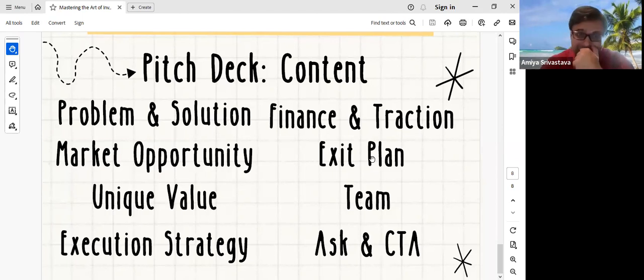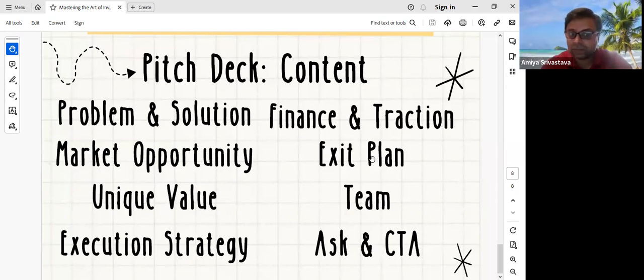Okay. Execution strategy, we feel a bit circumspect about sharing these things, but there is no problem, in my opinion, in sharing this with any investor for whatever reason. What that means is, what's your business plan? How are you going to make money? What's your go-to-market strategy? How are you going to do your marketing? What is your operational strategy? You can share all of these things.